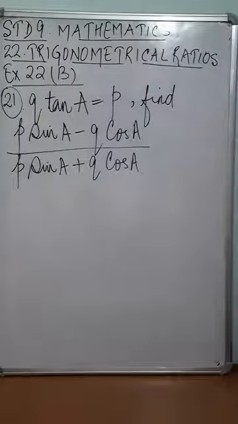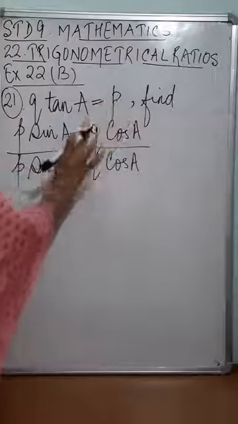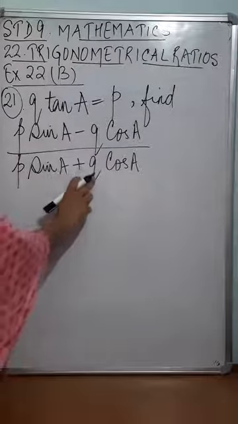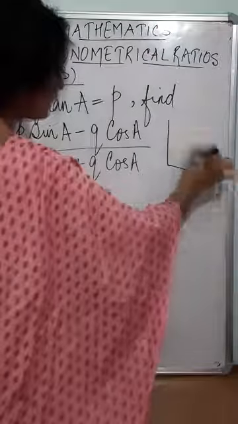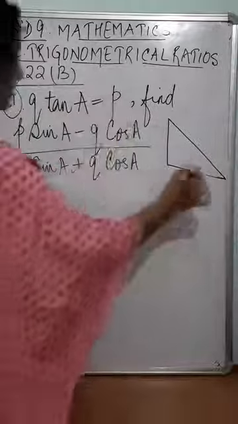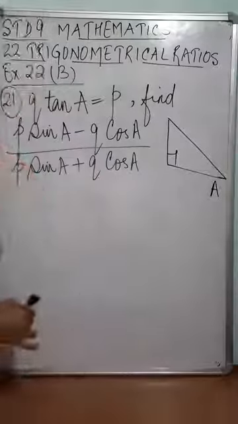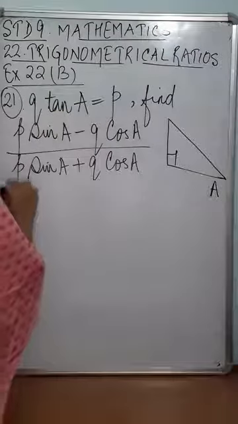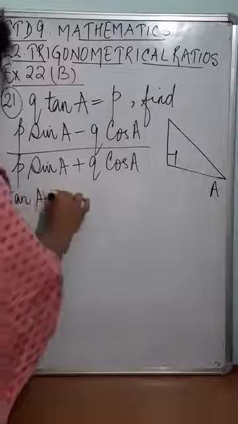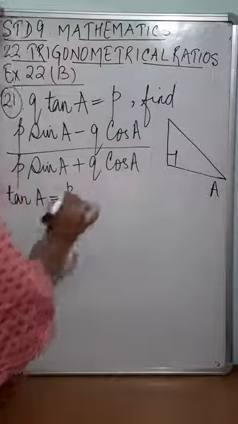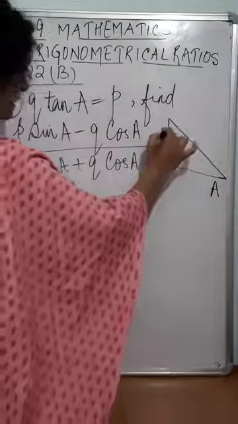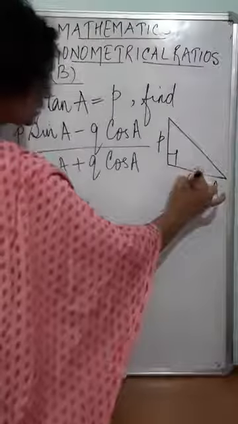Now let us look at question number 21. If q tan A equals p, find p sin A minus q cos A by p sin A plus q cos A. So a right angle triangle again, and name this angle as A. This could be a right angle. From the given equation, tan A equals small p by q. That means perpendicular side is p and base is q.